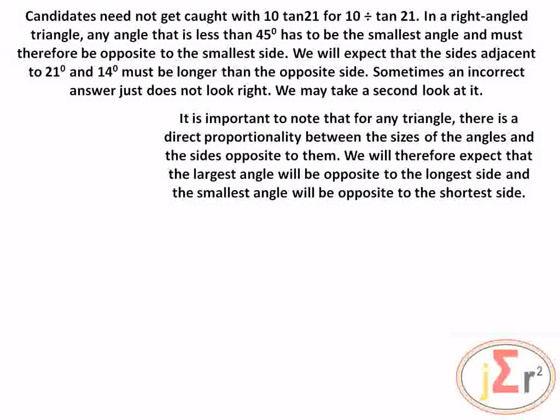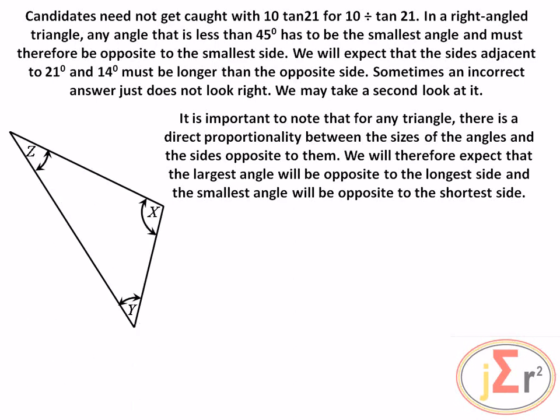It is important to note that for any triangle, there is a direct proportionality between the sizes of the angles and the sides opposite to them. We will therefore expect that the largest angle will be opposite to the longest side, and the smallest angle will be opposite to the shortest side.